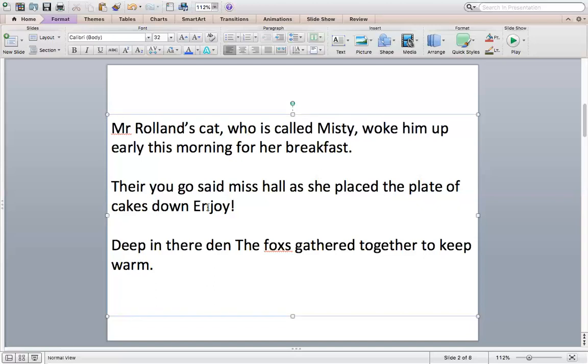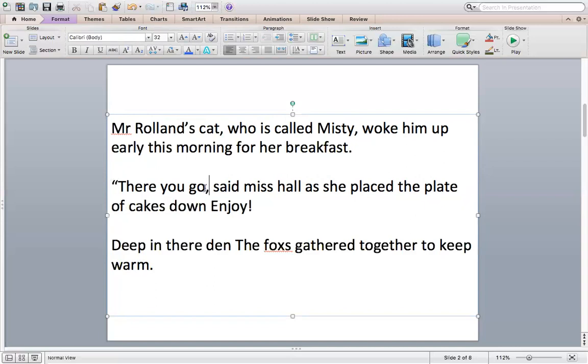Second sentence, there you go, said Miss Hall. This is the wrong type of there, so we need to change it to this type of there. There you go, said Miss Hall. So the verb said tells me this is direct speech, so I need to use some inverted commas. We need to put the punctuation inside the inverted commas. Miss Hall is a name, so we need capital letters to show that. There you go, said Miss Hall, as she placed the plate of cakes down. Full stop, inverted commas. Enjoy.